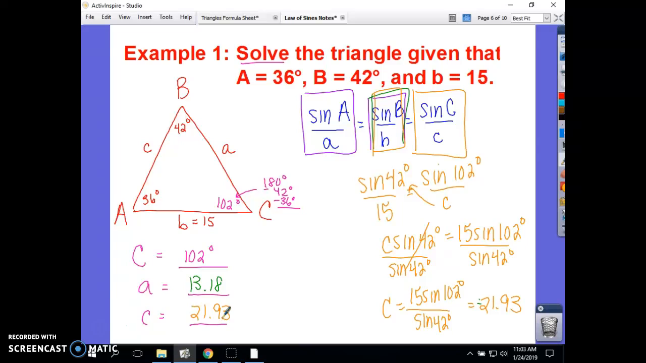Okay, so that's our very first example for the law of sines. I'm going to upload another video to give you another example so you can see how this works again, and then we'll go from there. All right, thanks.